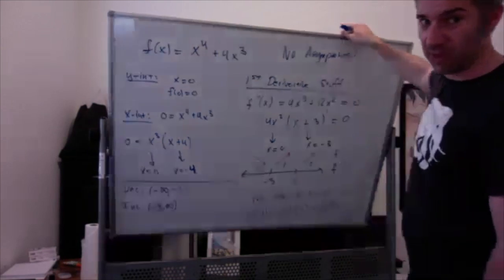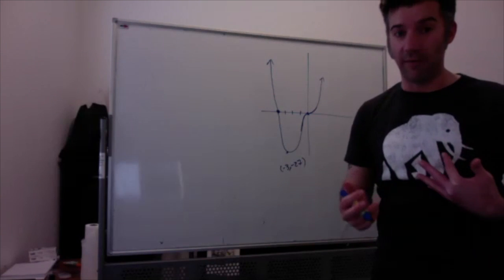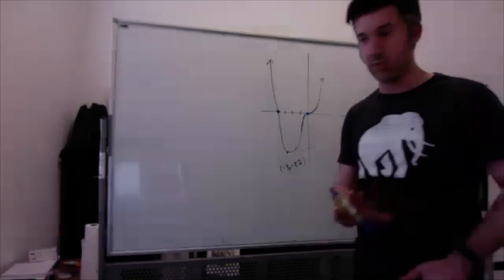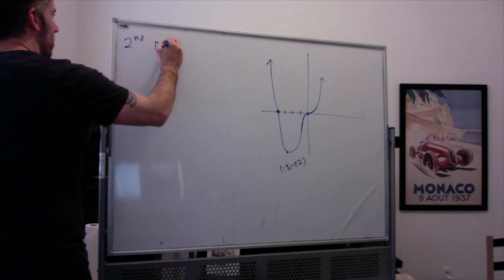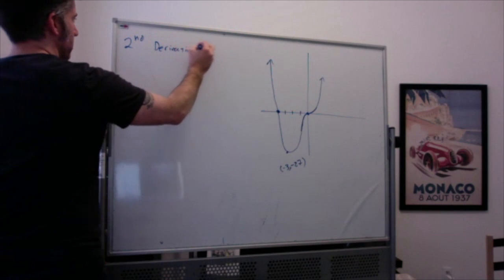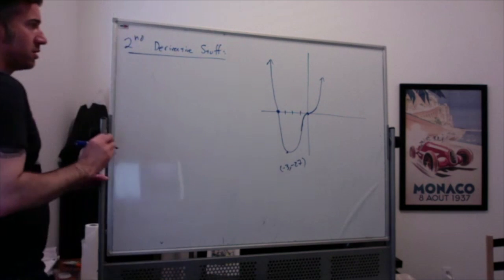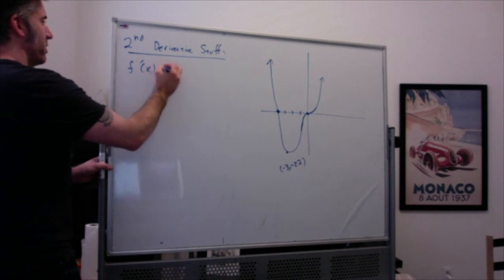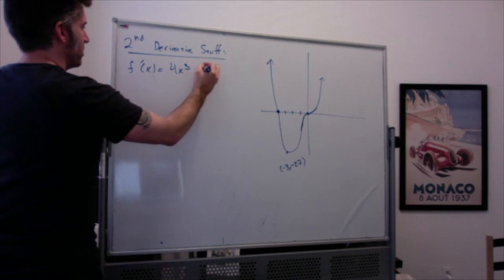So now let's talk about the second derivative stuff, which is not the second derivative test. We can talk about that test if you guys want to. The second derivative stuff is all about the concavity. So I'm going to take the second derivative. Reminder that my first derivative was 4x cubed plus 12x squared, right?